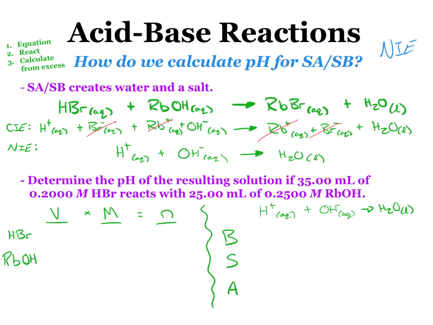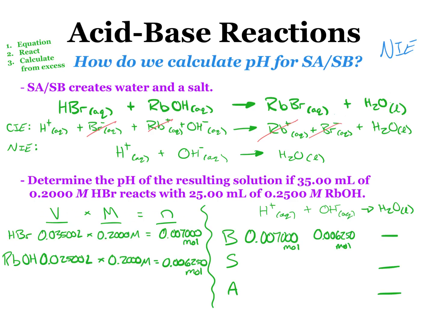So as we're in the react step at the moment, we've already written the equation. We need to find what the mole amounts of HBr and RbOH are. We're going to use volume times molarity in order to get moles. So when I do this math, I get that the mole amount of HBr is 0.007, with more zeros for sig figs, and then for RbOH it's 0.006250 to have correct sig figs.